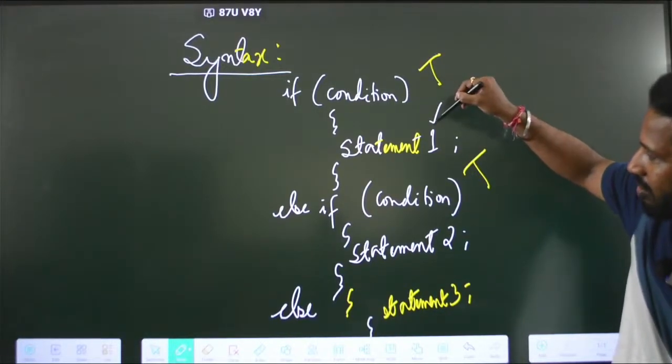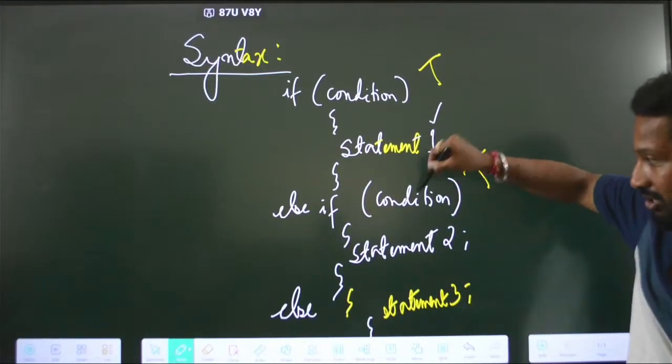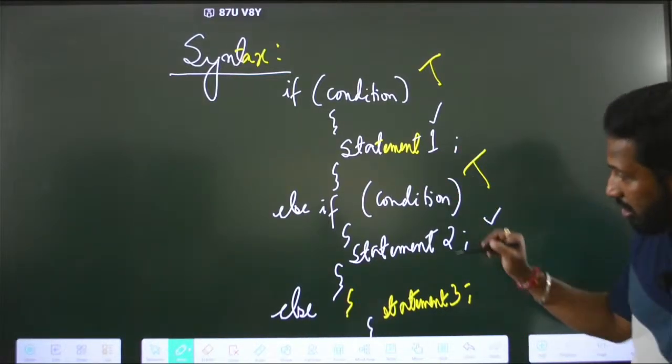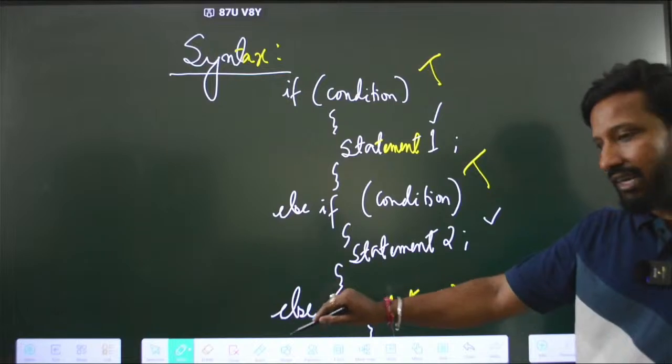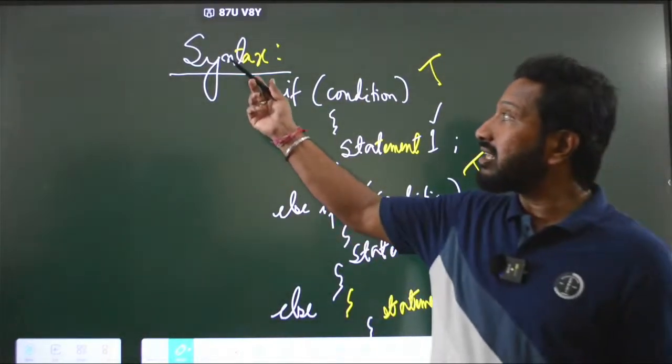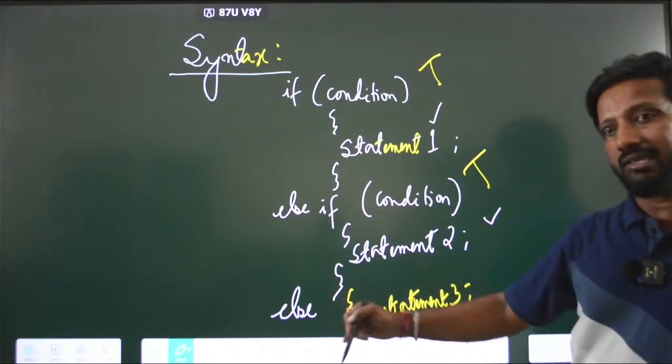If this is not true, it will check this condition. If this is true, it will go and execute this block. And if this is also not true, then it will come to the else part and it will execute the statement number 3. Okay, that is how we write the syntax of the if else ladder statement.